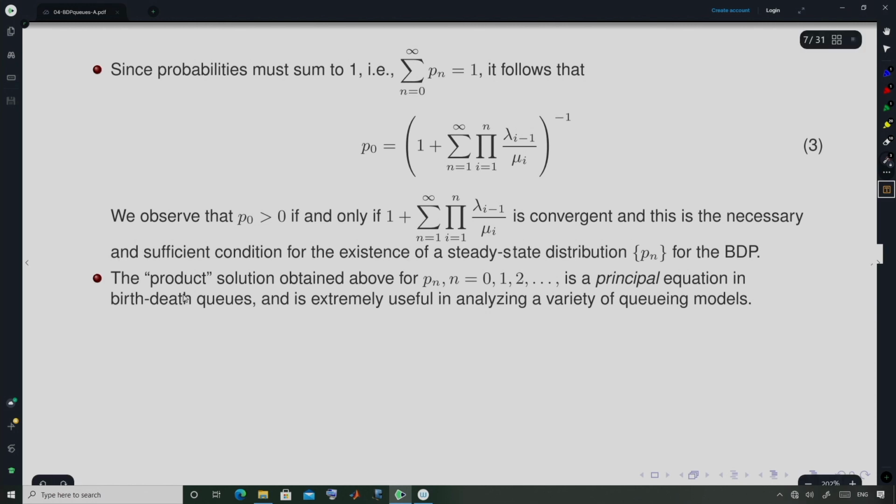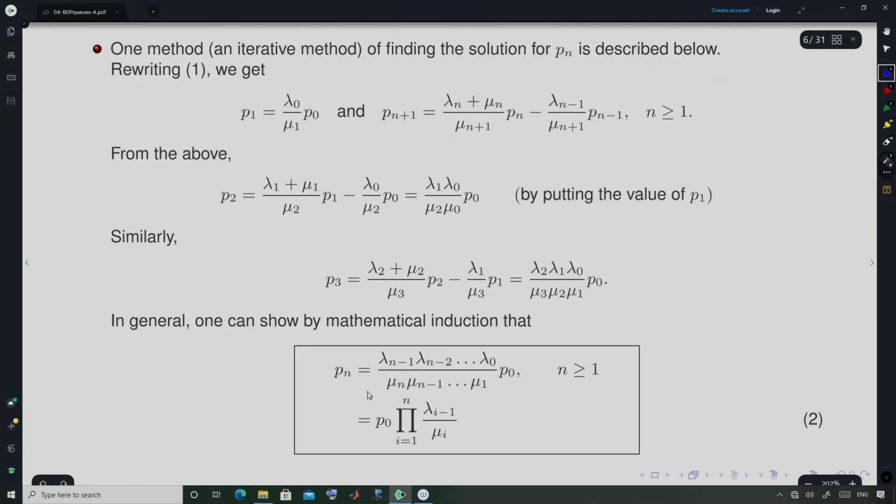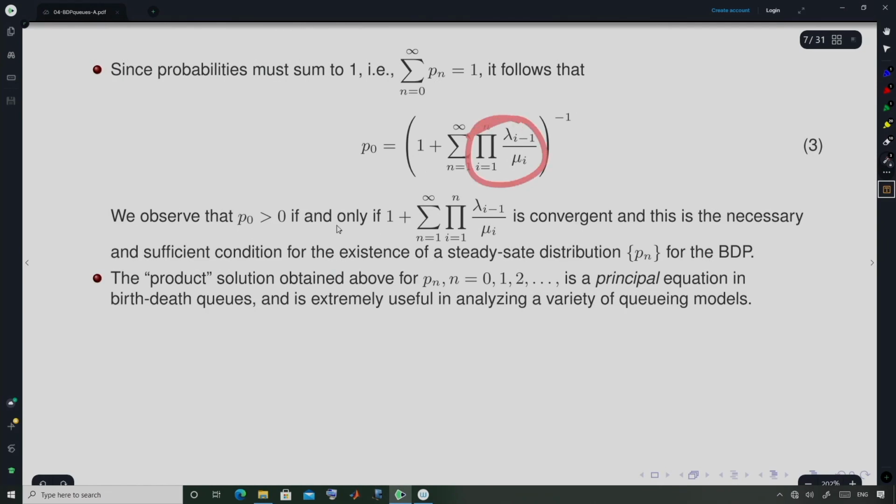So, this product solution obtained above is a principal equation for birth death queues and is extremely useful in analyzing a variety of queuing models. Remember that here we are given generically lambda n's and mu n's. Once you know the rates, you can obtain the solution very nicely by simply putting them here, with Pn's in terms of this. So, this is the main equation for the birth death iterative method, and once I know Pn's expressed in terms of P naught, this also gets simplified.